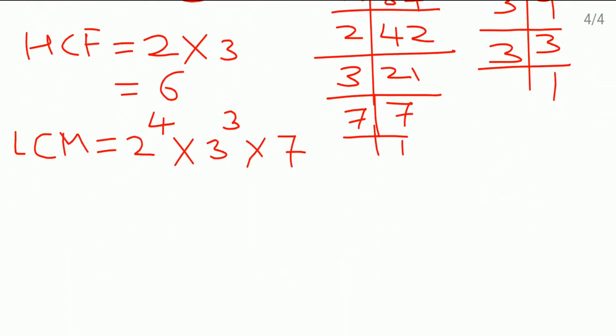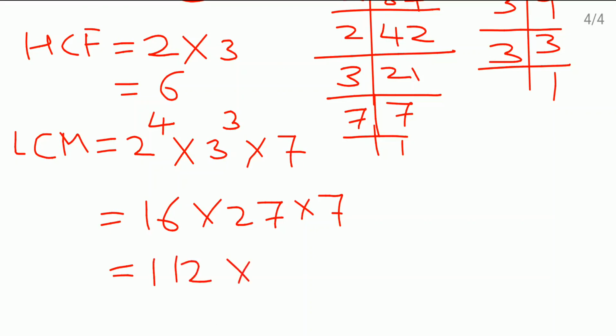Now see, 2 raised to 4 is 16 and 3 cube is 27, into 7, and then I will write down the factors here. Here 16 sevens are 112 into 27. Now look at this one. Our LCM comes as 3024. Now we'll do the verification.